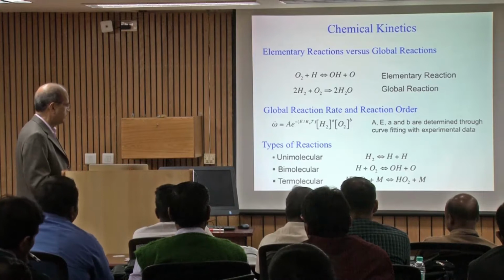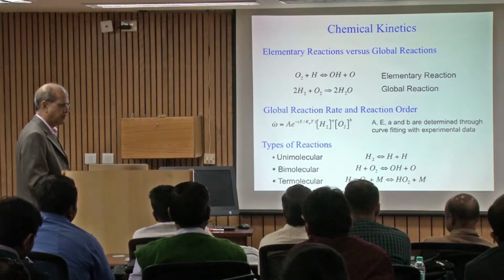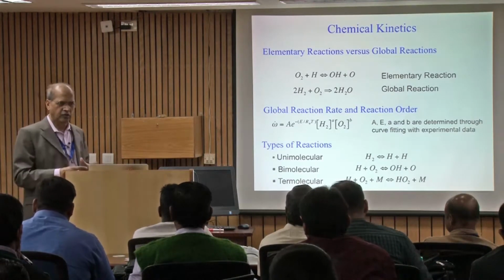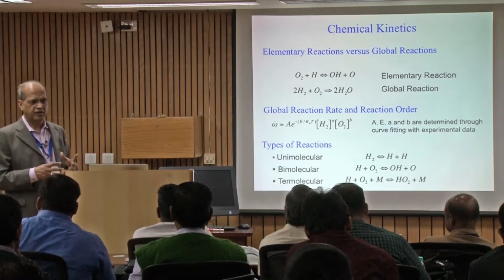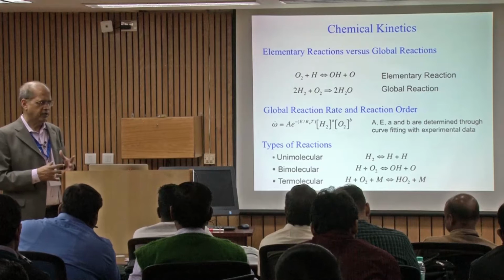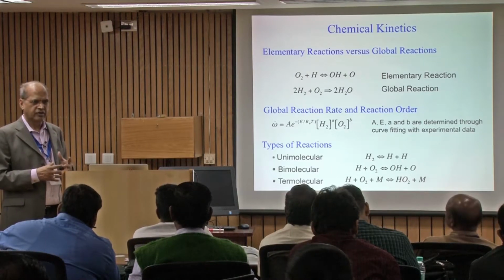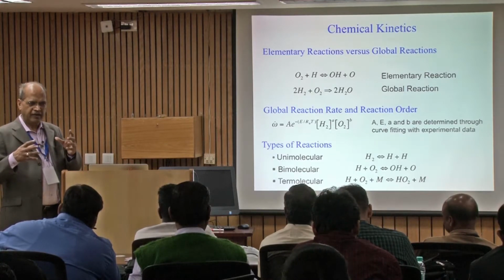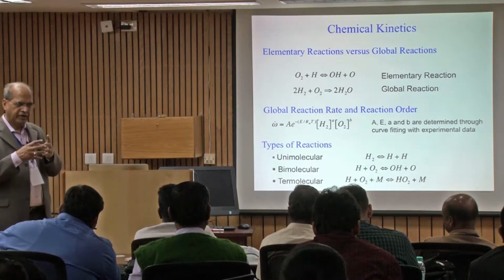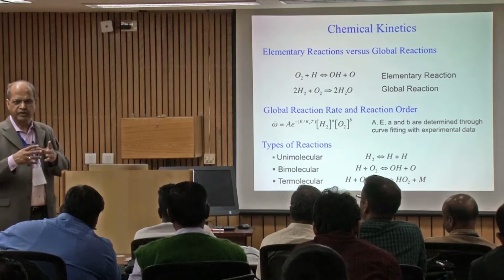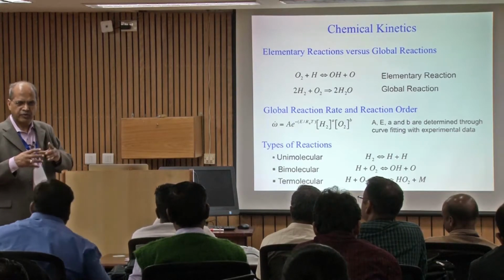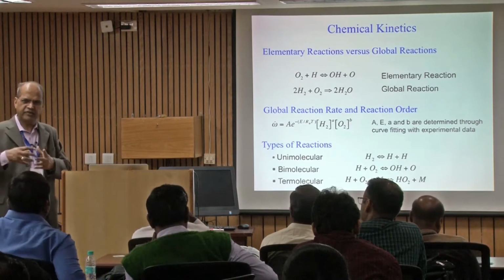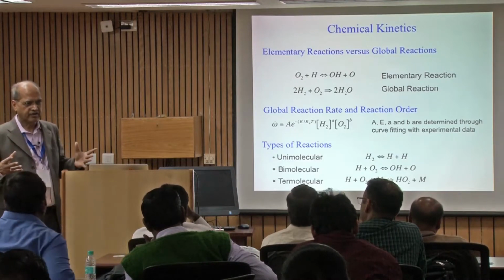Also, when you consider unimolecular, bimolecular, and termolecular reactions, the pressure effects become very important. Because if the pressure is very low, it means the concentration of the reactant species is very low. In the extreme case, the concentration becomes very low. Then the probability of a bimolecular reaction becomes low compared to a unimolecular reaction, because just H2 decomposing becomes more probable than H plus H combining, because of the low concentration.